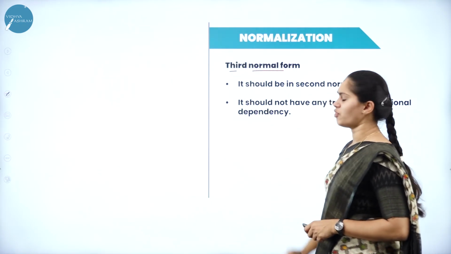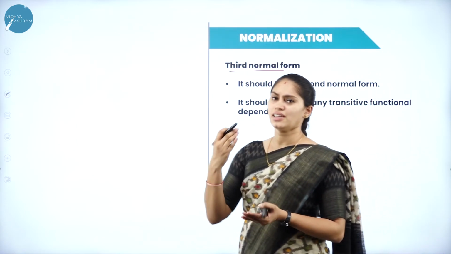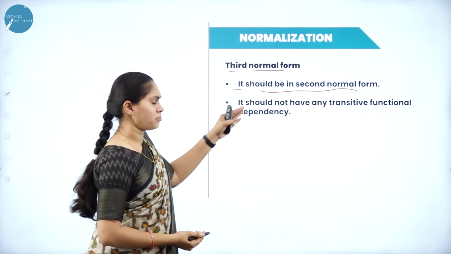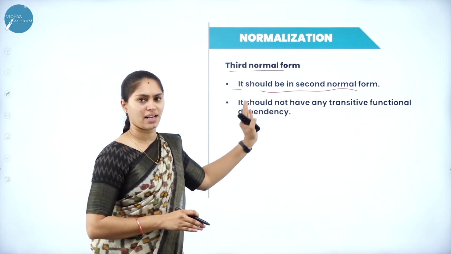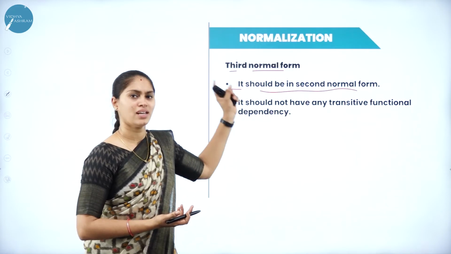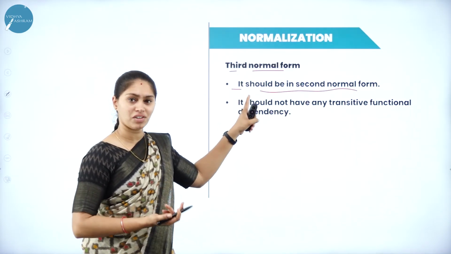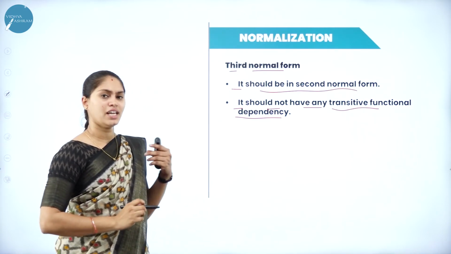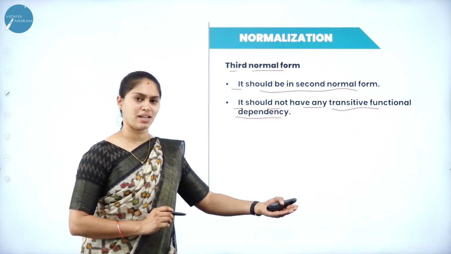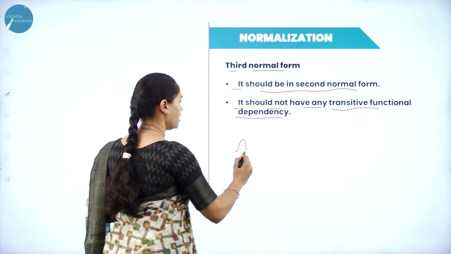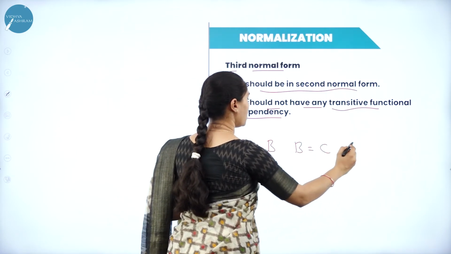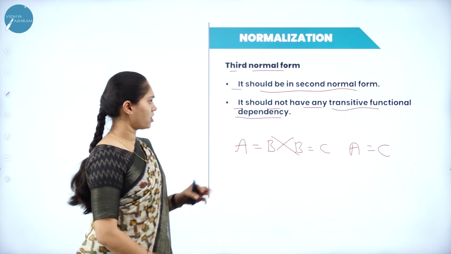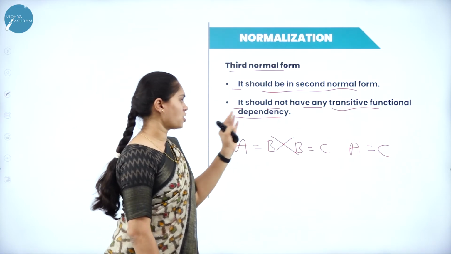We'll see the third normal form. If I want to reach third normal form, then we have to complete first and second. It should be in second normal form. So if I am saying my table is in third normal form, it has to obey the rules of second normal form. And if it is in second normal form, then again it has to satisfy the requirements of first normal form also. So it should not have any transitive functional dependency. For example, if you are asking for money from your mom, your mom should not ask for the money from your dad. That is, if A is equal to B, and B is equal to C, then A is equal to C. But that should not be the case in this normalization. If I want to make it third normal form, there should not be transitive functional dependency.